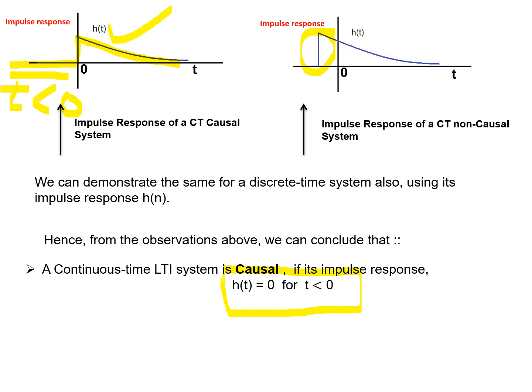A continuous time system is causal if its impulse response h of t is equal to 0 for t less than 0. Then it is a causal system. Whereas this condition is not satisfied here. Here, for t less than 0, for this much duration, h of t is not 0. Some values are there. Therefore, this is a non-causal system. It doesn't obey this property. It is not causal, it is non-causal.